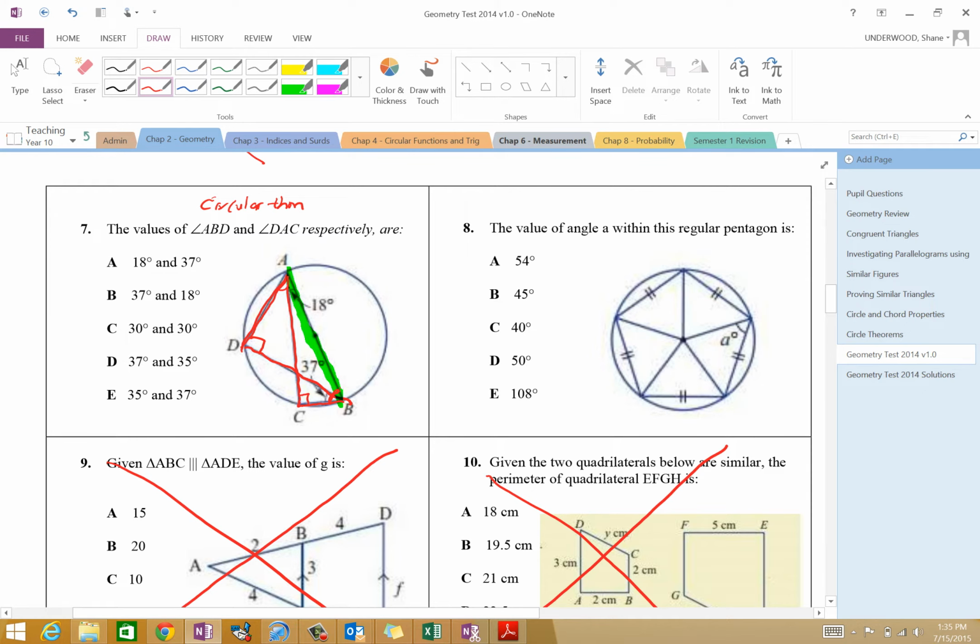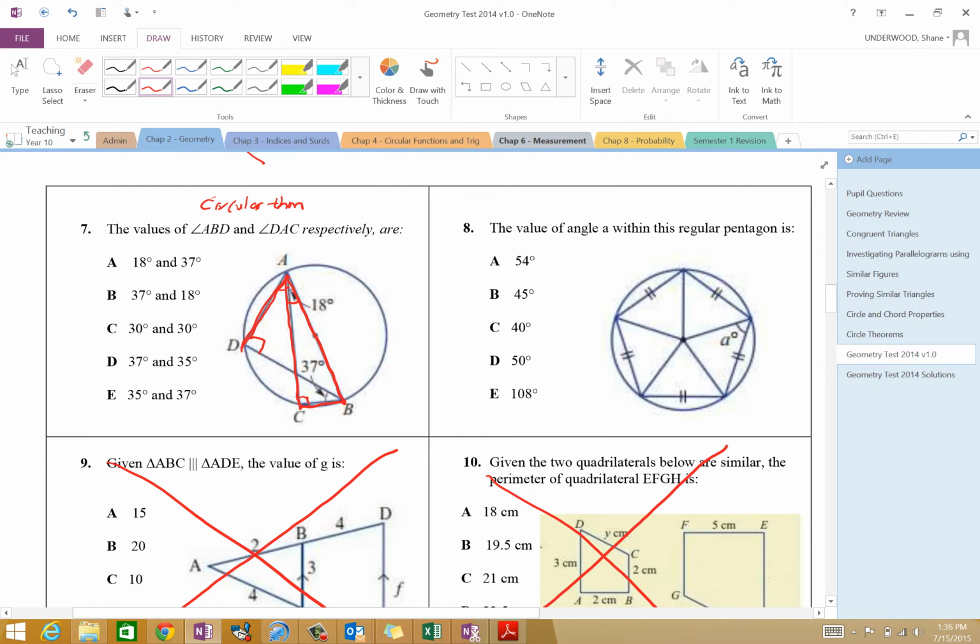Now, if that's a right angle, and I'm going to get my eraser out just so we can see it. If that's a right angle, and that angle in there is 37 degrees, and that angle in there is 18 degrees, how can we work out, well, hang on a minute. If this thing here is a triangle, and we know from one of our circular theorems that this is a right angle, that's 37, that's 18, okay? So what have we got?